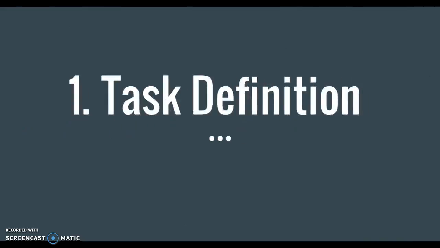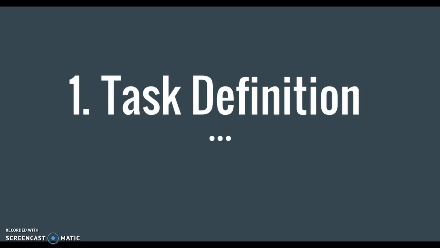Now, the first step in the Big Six is task definition. Task definition simply means that you have a problem to solve. You have a need for information, and so you have to figure out what that need is or what that problem is. For you guys, this first application, the task definition was given to you by Miss Wright. She told you that you had a question to answer about Texas history and the Texas Revolution, so she gave you your task definition.